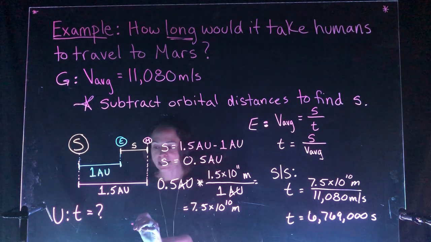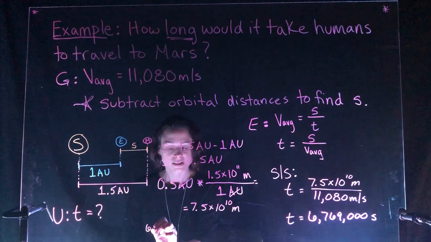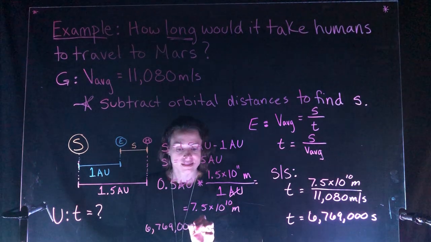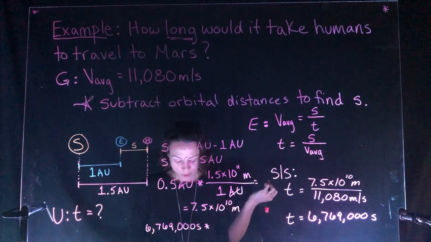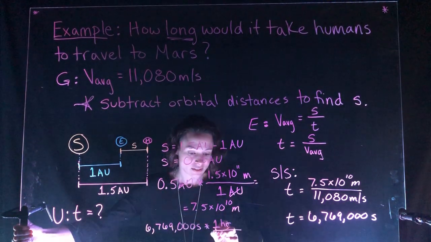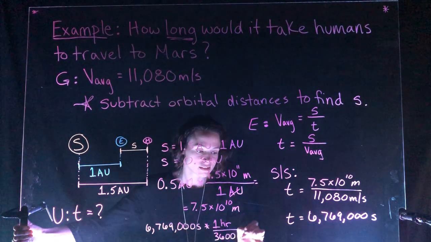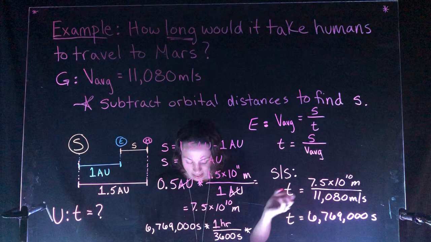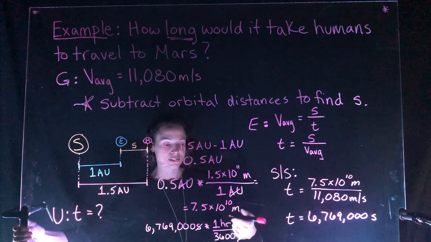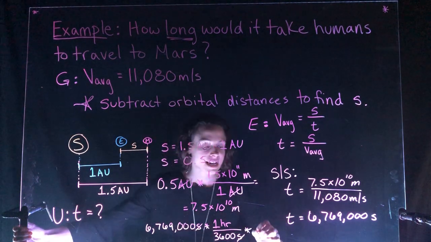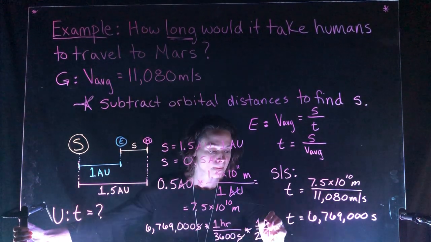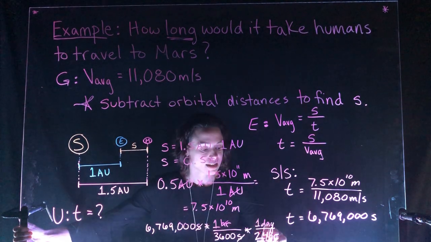So if I take 6,769,000 seconds, and I'm going to multiply that times 1 hour over 3,600 seconds, so that gets rid of our seconds. We just went from seconds to hours because there's 3,600 seconds in an hour. And then we're going to go from hours to days, and there are 24 hours in one day. So then hours cancel.